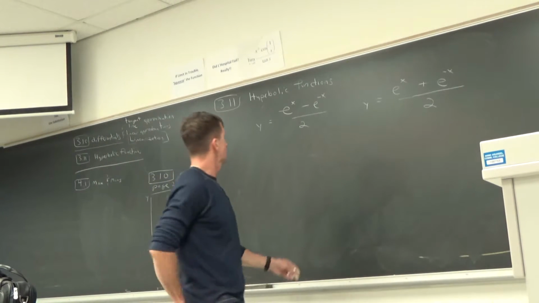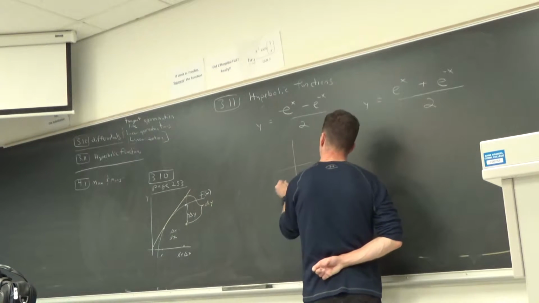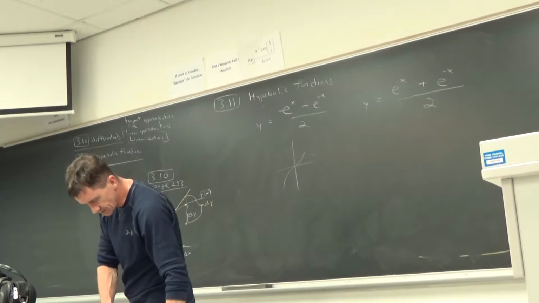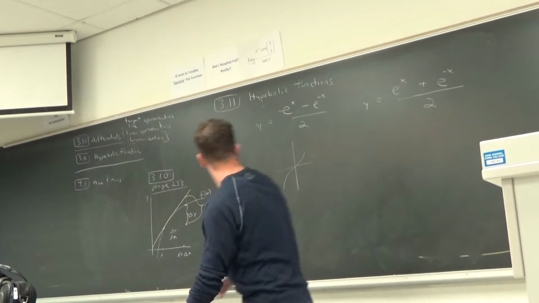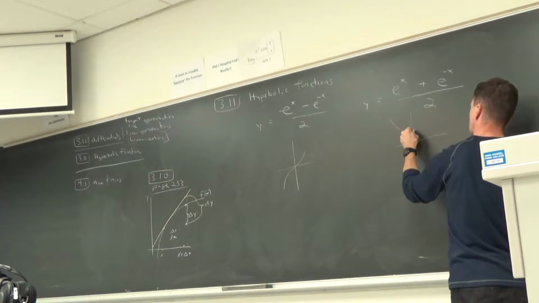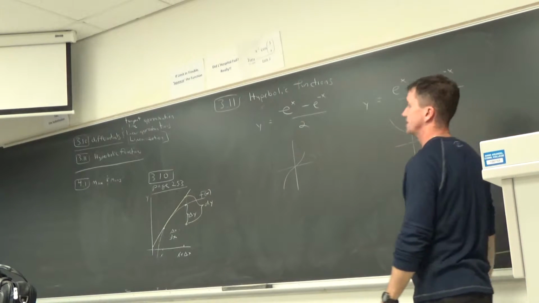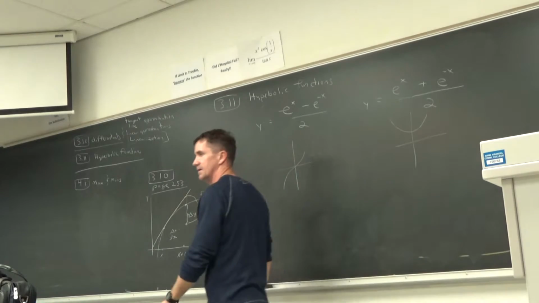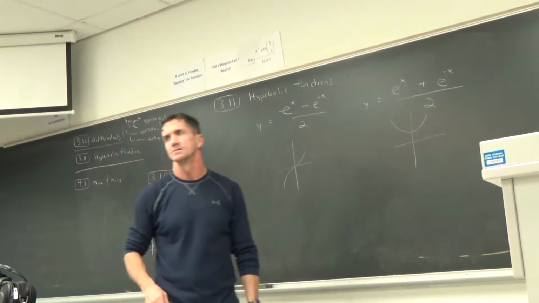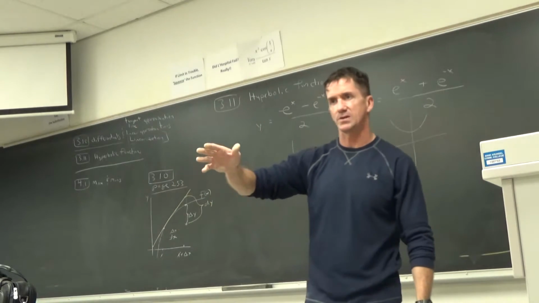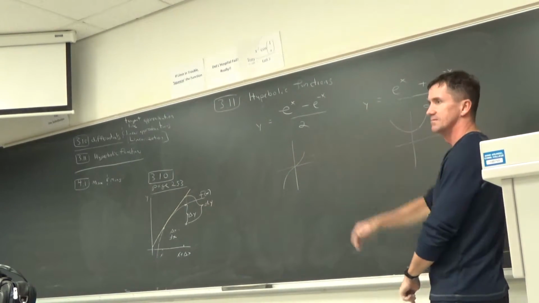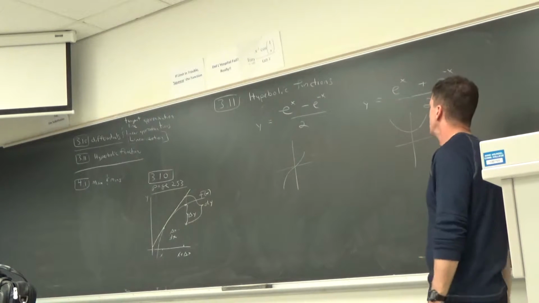This guy kind of went like this. This guy kind of goes like this. One of them's even, one of them's odd, can you tell? If you know even and odd functions: even functions are symmetrical with respect to the y-axis, and odd functions are symmetrical with respect to the origin. Which one's the odd function? Left. Yeah, you're odd. You're an even function.